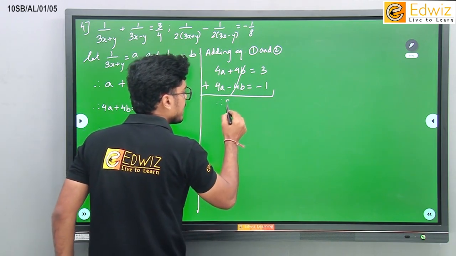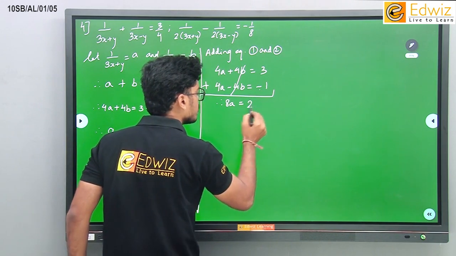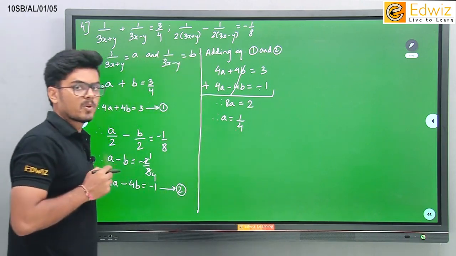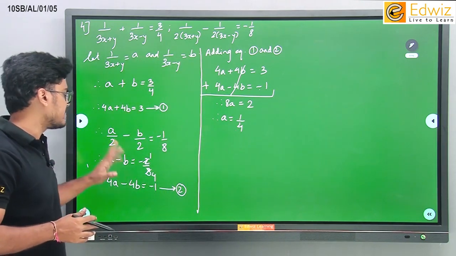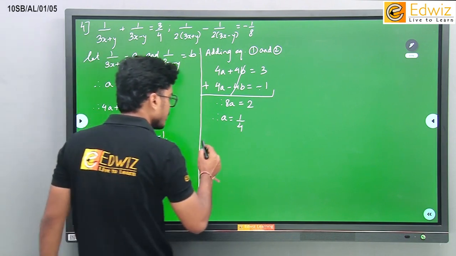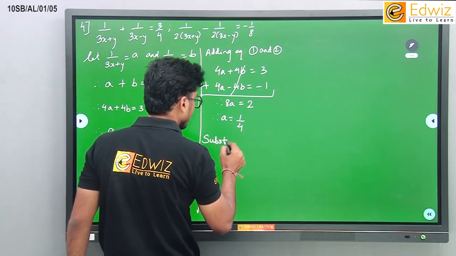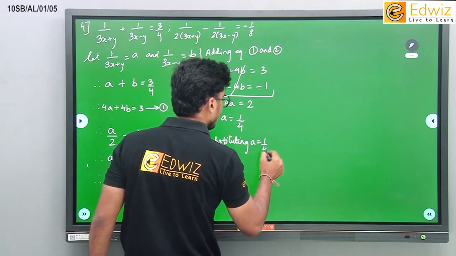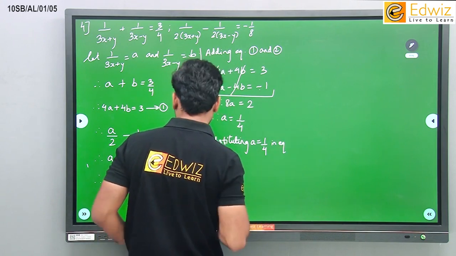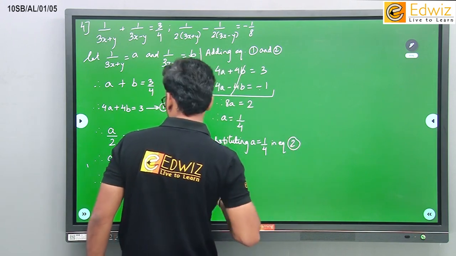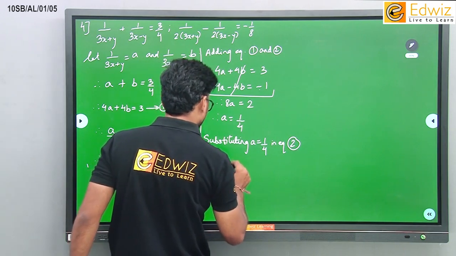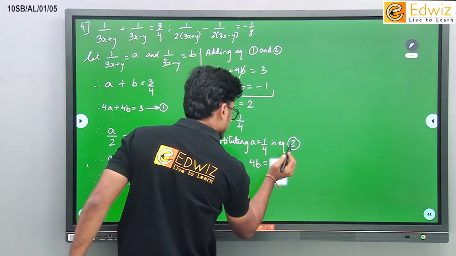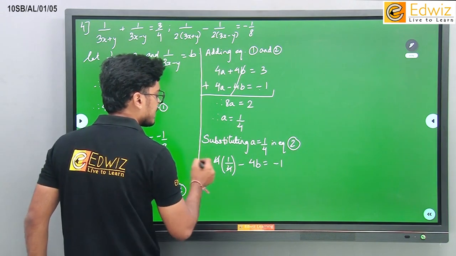4a plus 4a is becoming 8a and 3 minus 1 is 2. So the value of a is 2 upon 8, which is 1 upon 4. Okay, we'll substitute this in any one of these equations and find out b also. Substituting a equal to 1 upon 4 in equation number 2. Okay, so 4a means 1 upon 4 minus 4b equal to minus 1, this is my equation 2. 4 is getting cancelled.